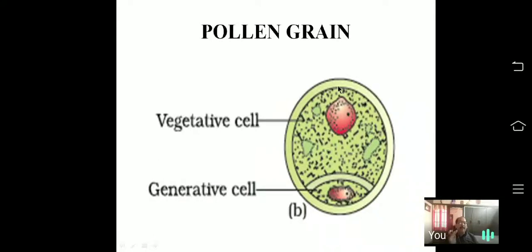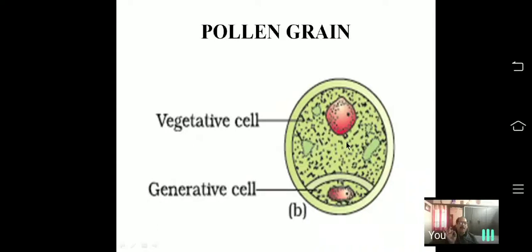Each pollen grain inside contains 2 highly unequal sized cells. This is the large sized cell, containing dense cytoplasm with an irregular shaped nucleus, called the vegetative cell. The main function of this vegetative cell is to develop the pollen tube after pollination. It develops the pollen tube.